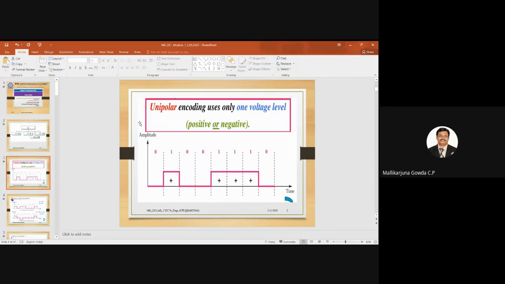What I am saying here, unipolar encoding uses only one voltage level. It means 0 will be represented by 0 volts and 1 will be represented by plus 5 volts. That is why it is called unipolar. Hope you are understanding what I am saying.